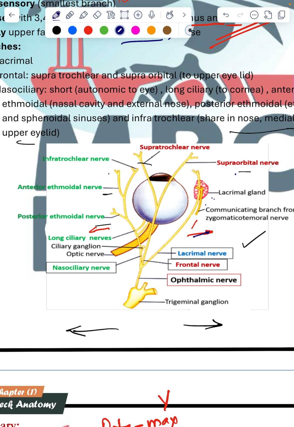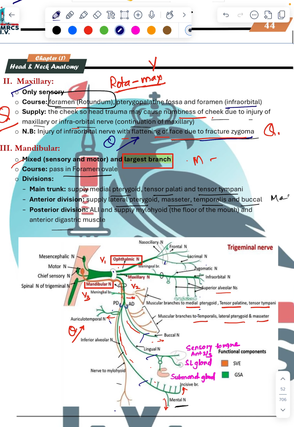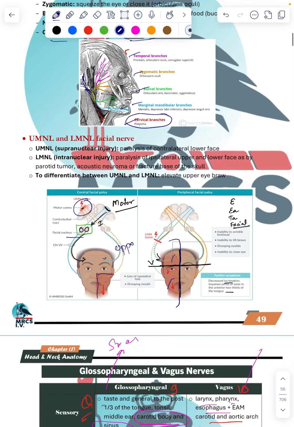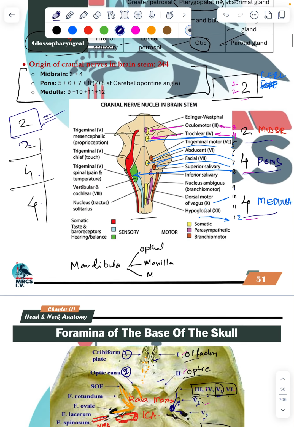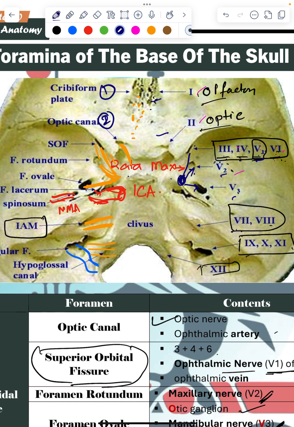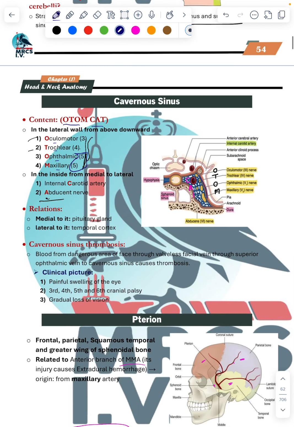Then long ciliary. These are the ciliary ganglion. It is going to the ciliary ganglion and supplying the ciliary. So if you see the course, when they are coming out of this, another important part which you need to remember while reading the nerves is the cavernous sinus. Here they are starting from, immediately below that there is the cavernous sinus.